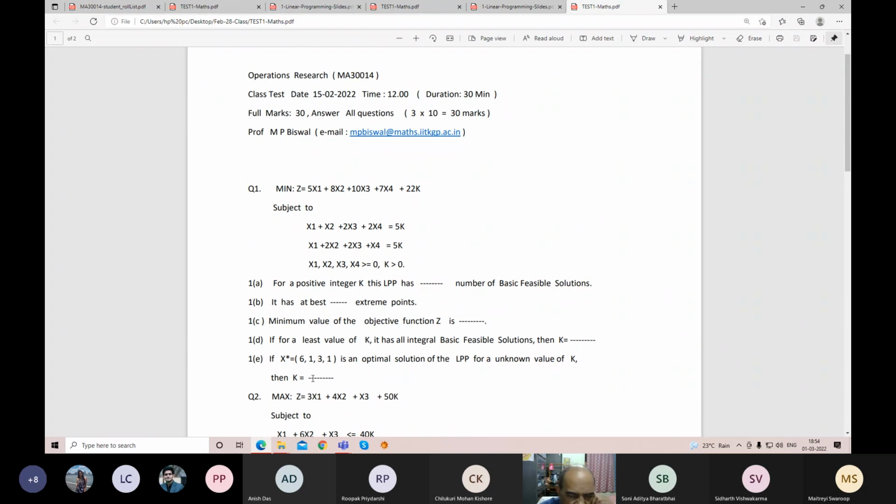How much time will it take? 2 minutes? Anything else you want to say? Which students are available? Just tell me, I will note down. They should not lose marks.